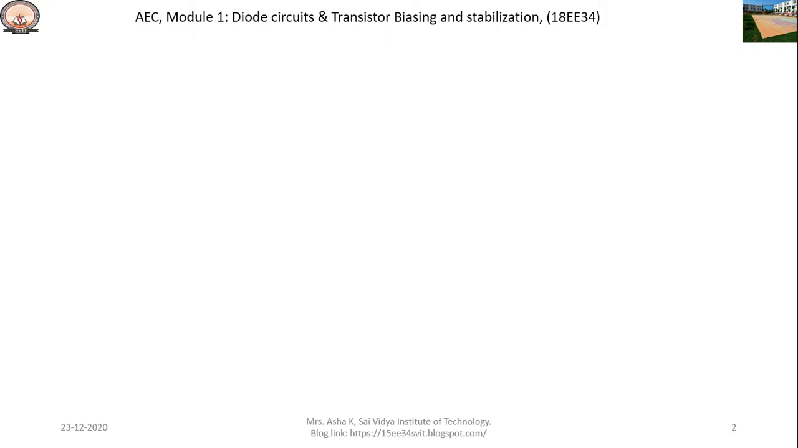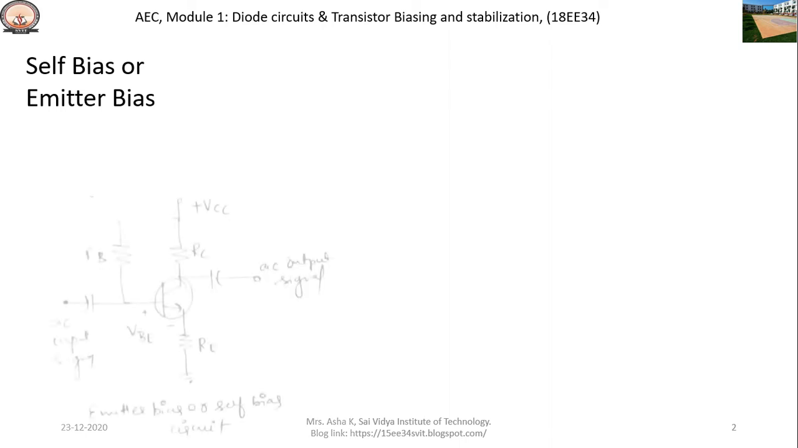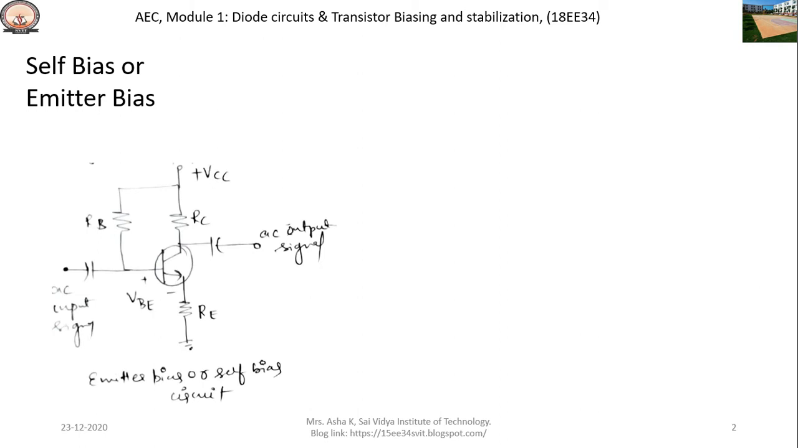We have learnt in the previous class the fixed bias configuration, and its stability factors also we have learnt. It is not a stable configuration compared to all other configurations that we have discussed. Here, to get a stable operating point, we are adding one extra emitter resistance to the emitter terminal. The self bias or emitter bias circuit is shown in figure 1.